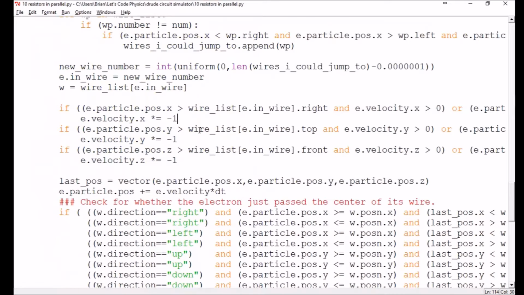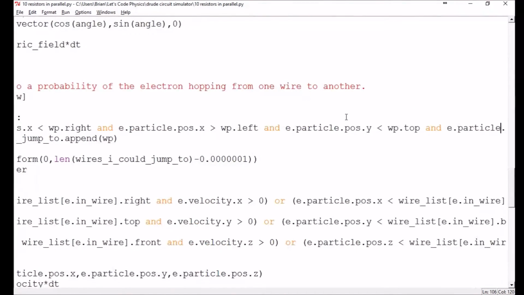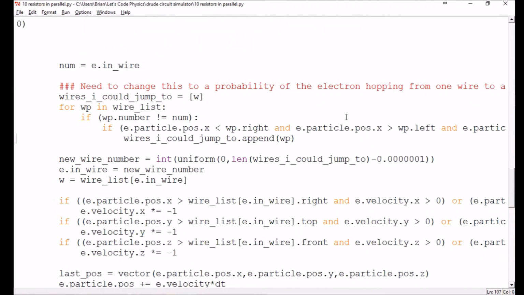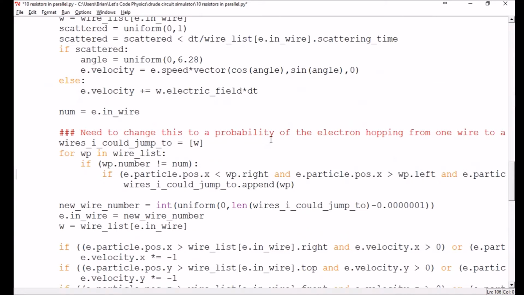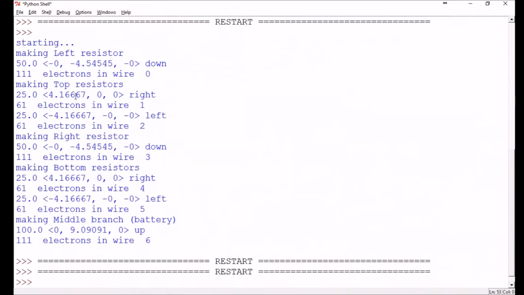Let's see. We've got if e.particle.pos.x is less than the right, if greater than the left, if it's less than the top, greater than the bottom. Oh, you know what? I have not checked the z coordinate for these things yet. Am I randomizing these in the z direction? No, these are all randomized in just the x and y direction, so I don't need to worry about the z. What is going on with this?